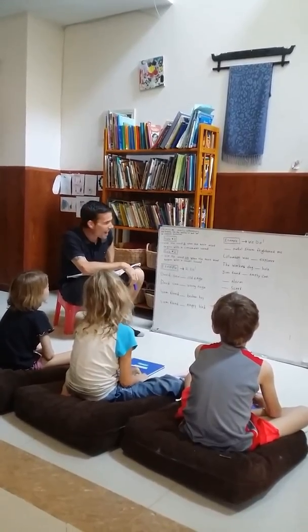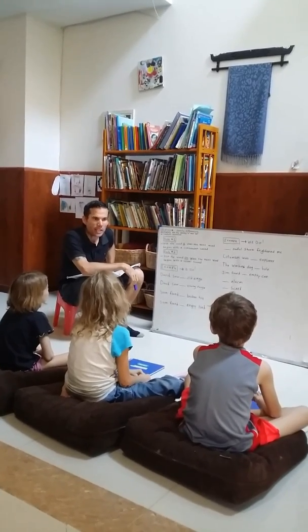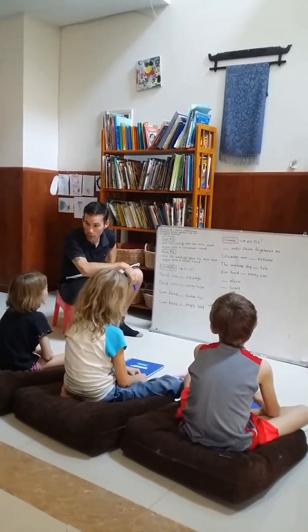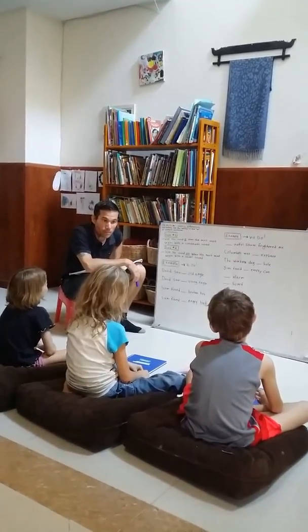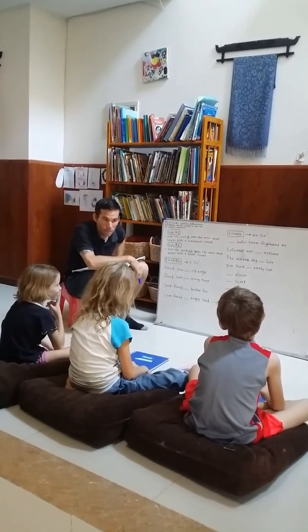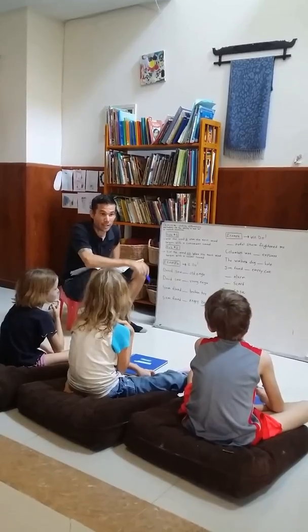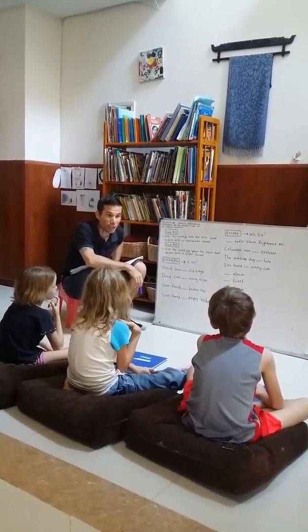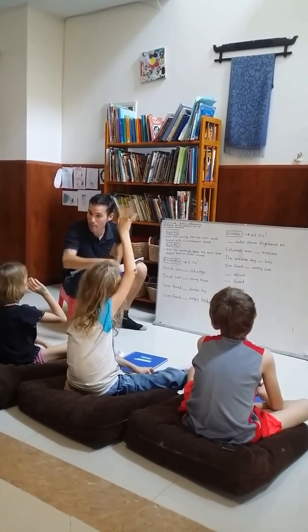Use the word a when the next word begins with a consonant sound. Give me an example. It's okay to raise your hand for this one. Give me an example of a consonant. V. V is a consonant. Give me an example of another consonant. B. B is a consonant. Give me an example of another consonant.